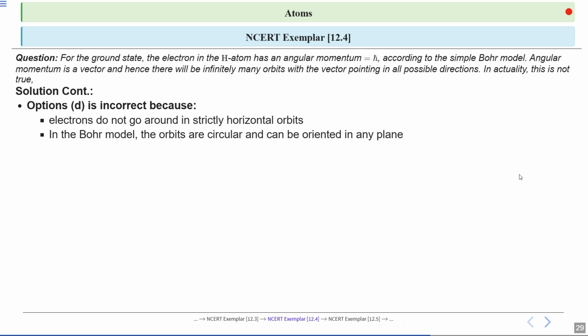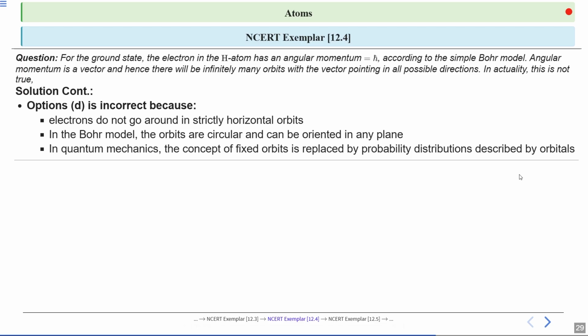Finally, quantum mechanics replaces the idea of fixed orbits with probability distributions called orbitals. Instead of thinking about electrons following set paths, we now describe where they are likely to be found.